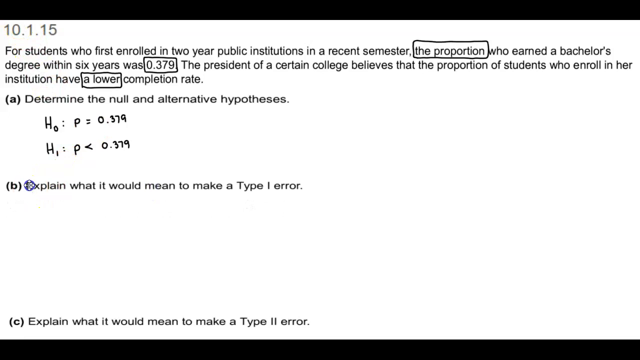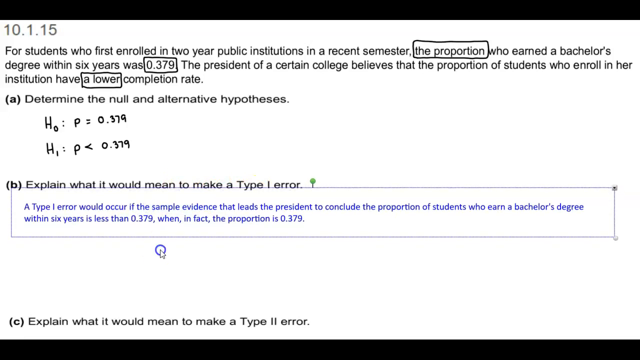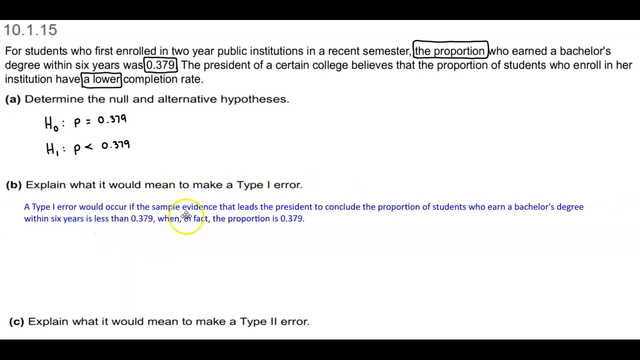Now in Part B, it says, explain what it would mean to make a type 1 error. Well, a type 1 error would occur if the sample evidence leads the president to conclude the proportion of students who earn a bachelor's degree within 6 years is less than 0.379, when in fact the proportion is 0.379.